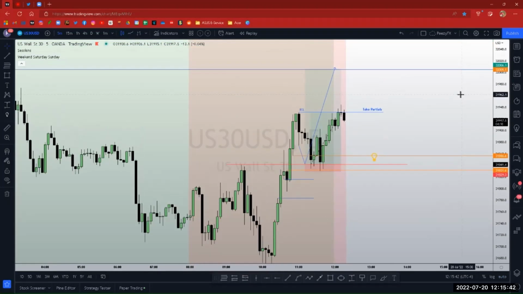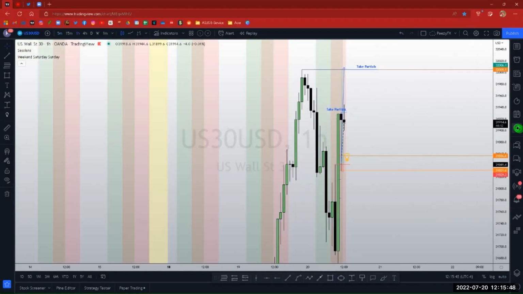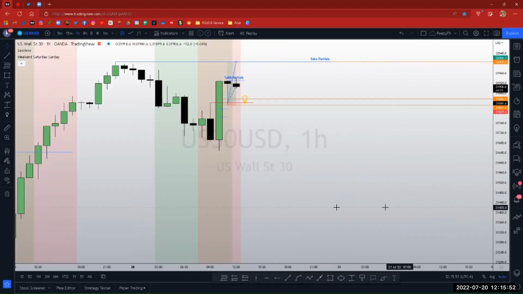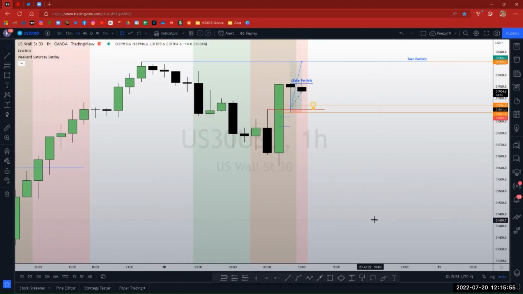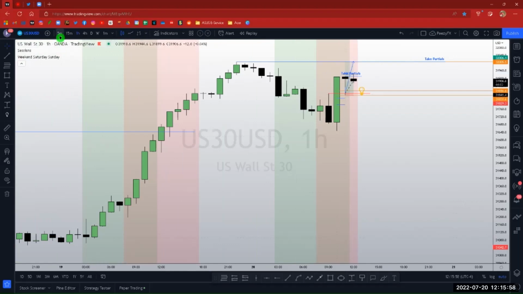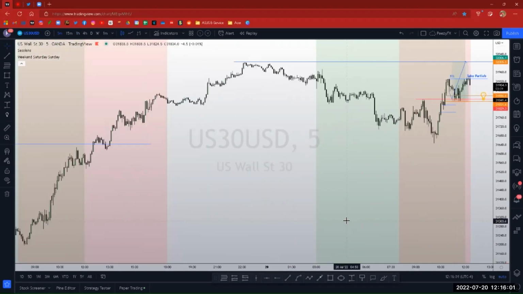I want to see it come up here to this 3,200 level. And there's buy side liquidity resting right there. Man, that was a beast trade, bro. That was a beast trade. No doubt.